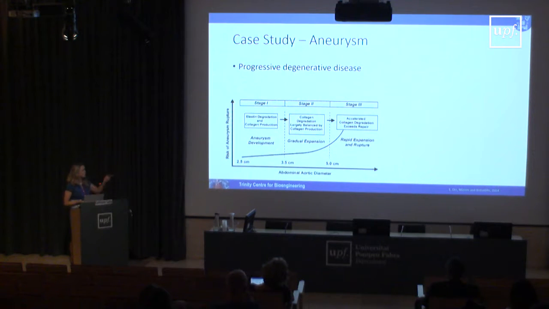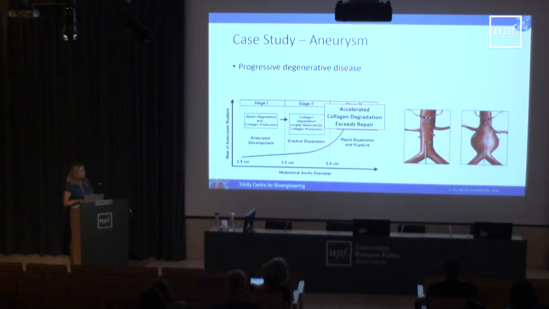And here, we see aneurysms degrade. Typically what you see is elastin will degrade initially, but that will progress to more accelerated collagen degradation. So we wanted to see whether our model would be able to capture an element of this.